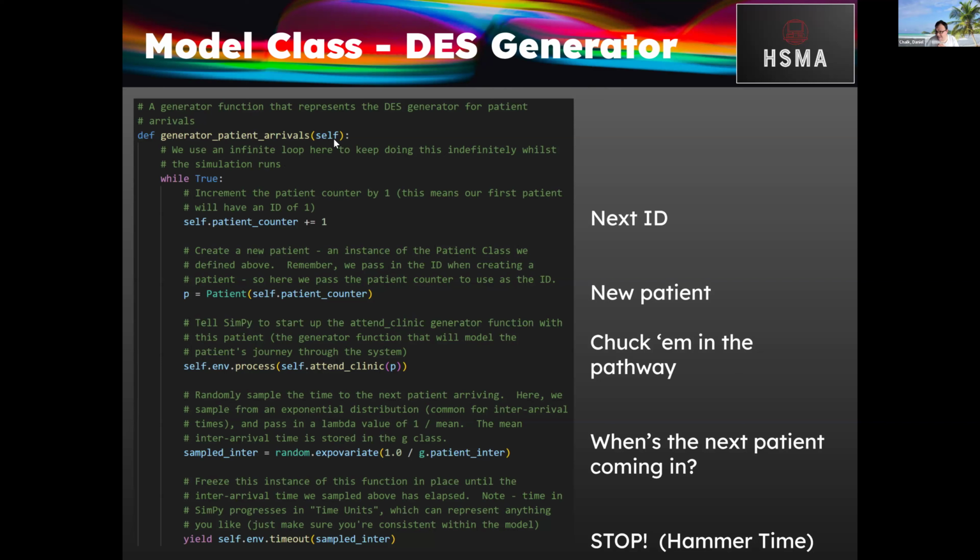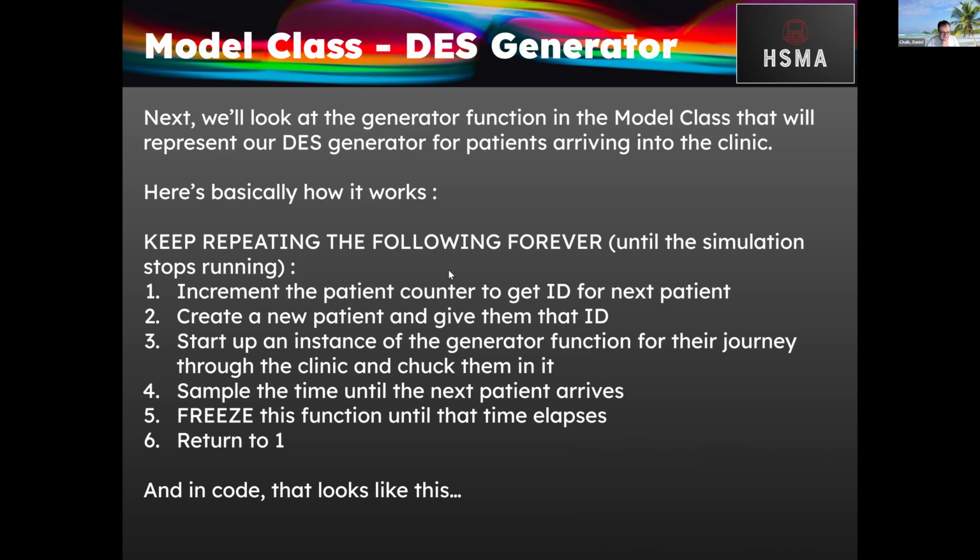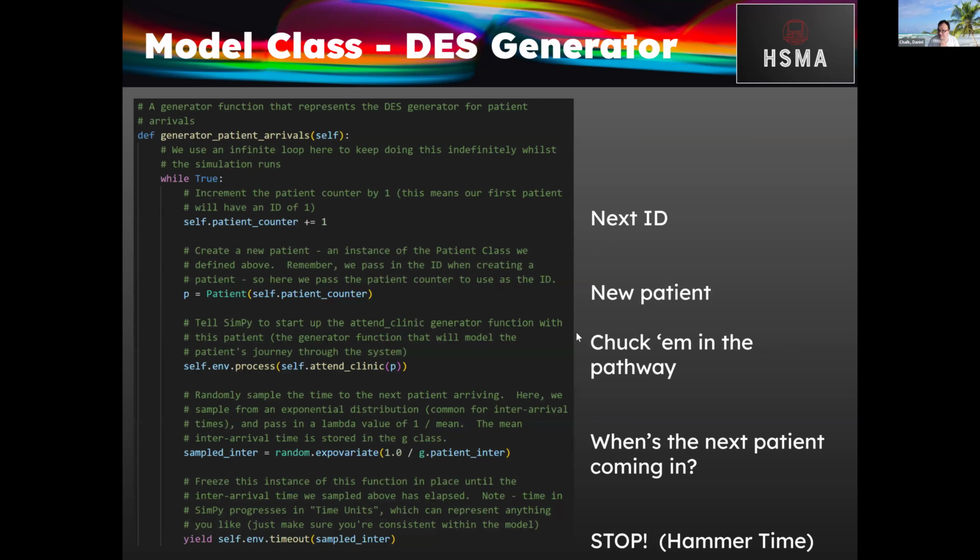This being a class method, I have to pass in self, remember, even if I'm passing nothing else in. And then I'm going to create an infinite loop. Remember, I want to keep doing this forever until the simulation stops. So within an infinite loop, so while True, increment my patient counter. So take the patient counter that I've set up in the constructor, I refer back to that, add 1 to my patient counter, then create a new patient using the patient class.